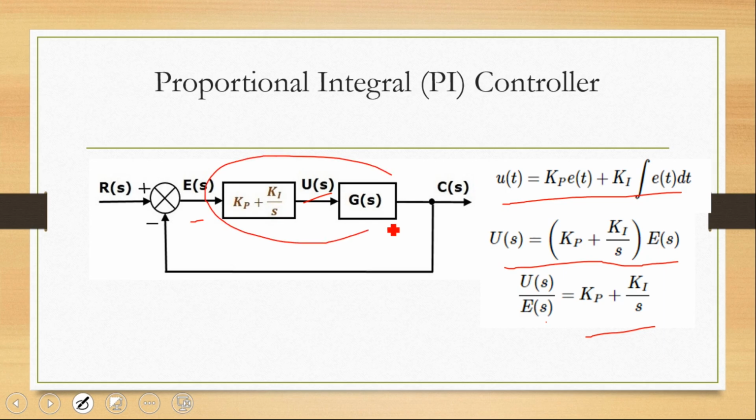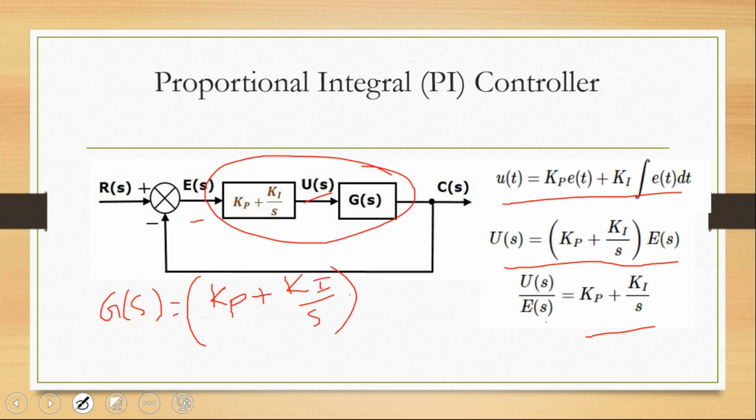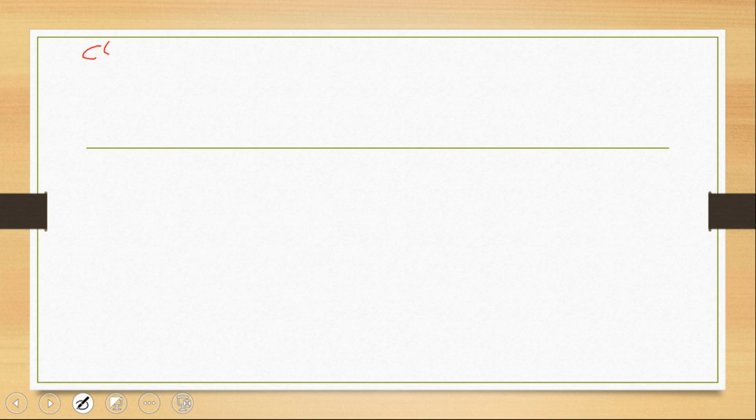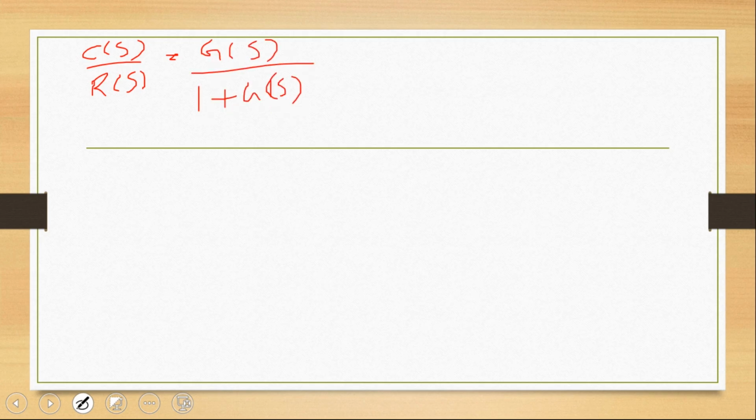So now our new forward path transfer function, new G of S, is given by Kp plus Ki by S into our old G of S. So here, if we consider G of S again as the second order function, then we have Kp plus Ki by S into omega n square divided by S square plus 2 zeta omega n into S. This is what we will have. Now we can write the closed loop transfer function. So our closed loop transfer function is C of S by R of S is G of S divided by 1 plus G of S into H of S.